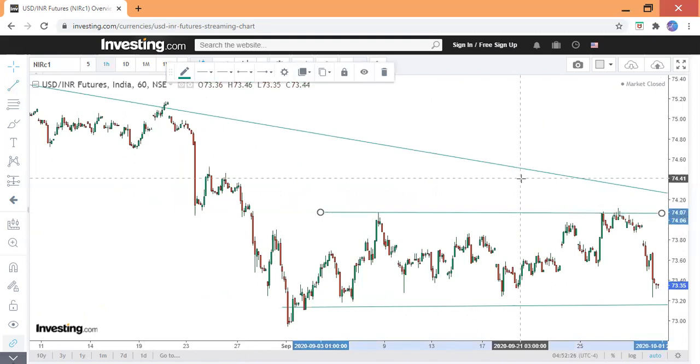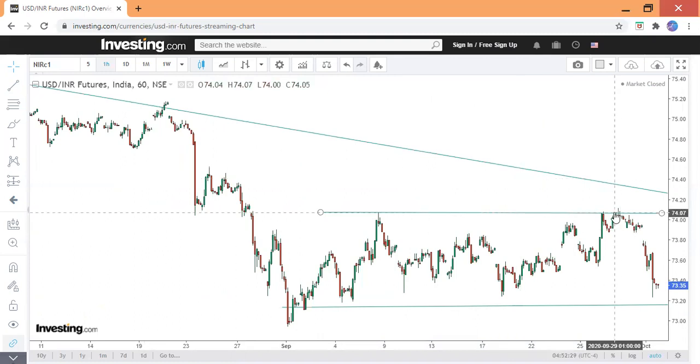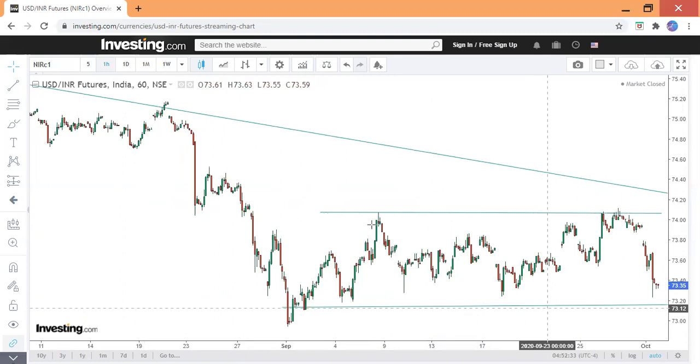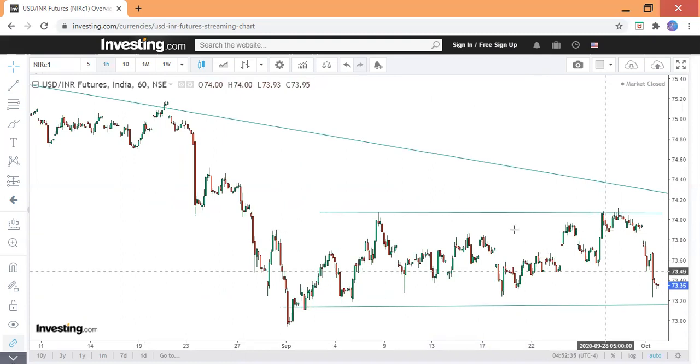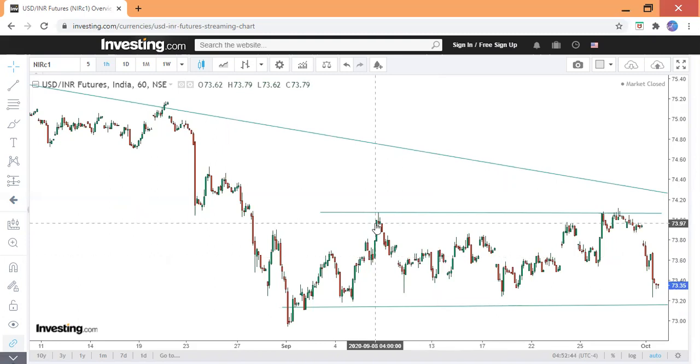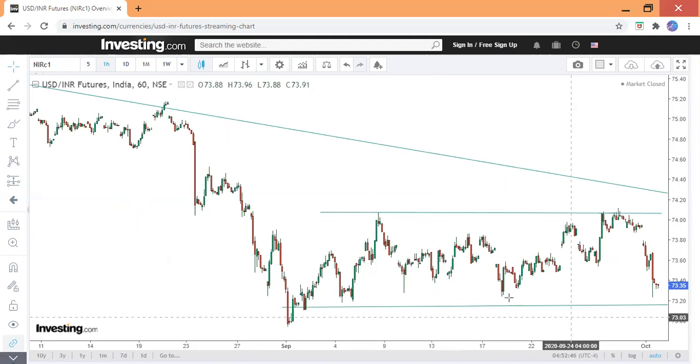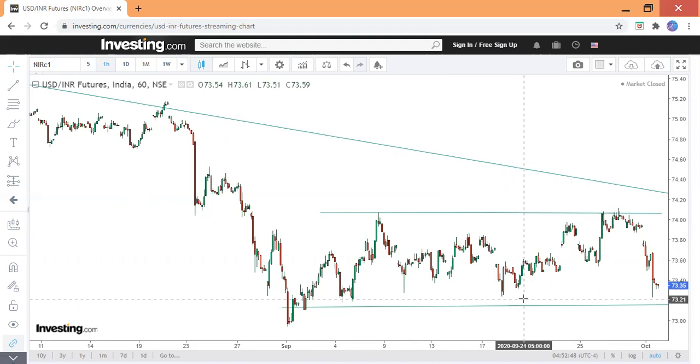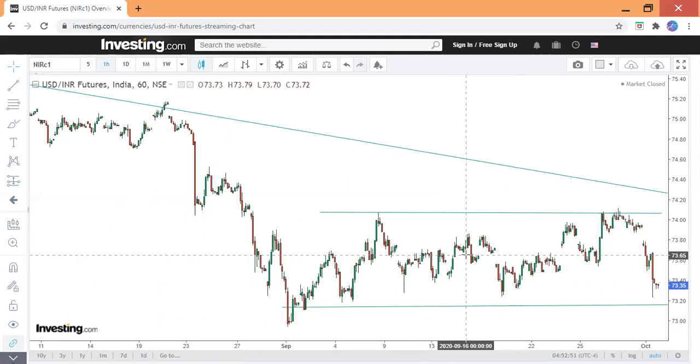That is somewhere at 74 levels. So between 74 and 73, this is the final range we are looking for in USD INR as of now. The overall charting pattern shows us that USD INR is looking weak, but it is also taking support at 73 levels. As soon as USD INR breaks the level of 73, it will definitely move towards 72 levels.